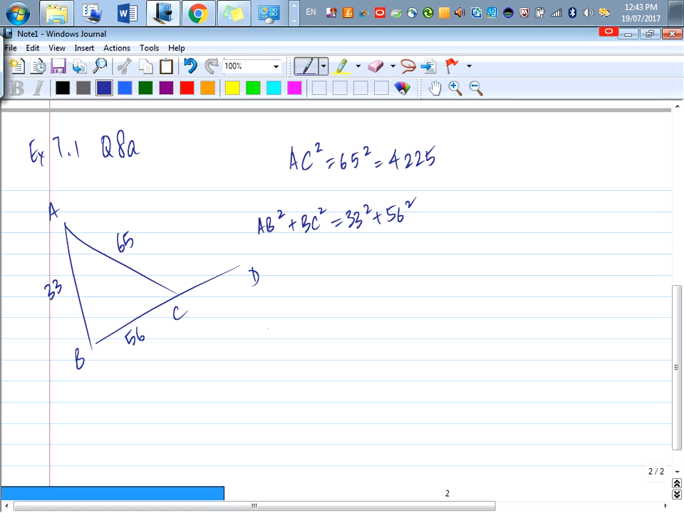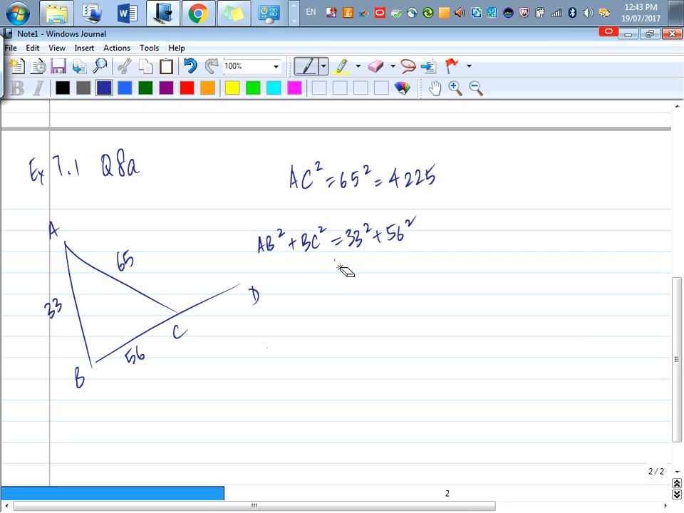And what are we hoping to find out when I press calculator? What am I hoping to get? 4225. That's what I hope. So go and press, see what you get. What did you all get? 4225. Does it look familiar? Where have we seen this? What is this supposed to be also? It is also AC square, isn't it?